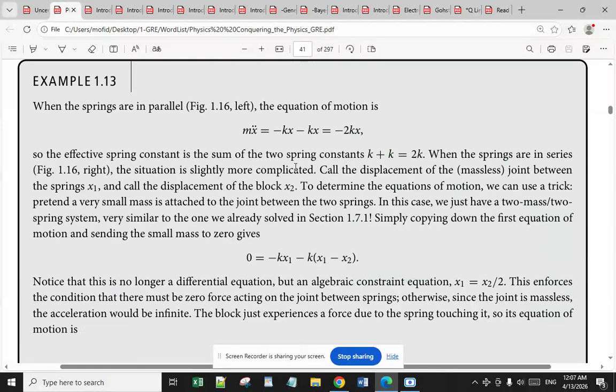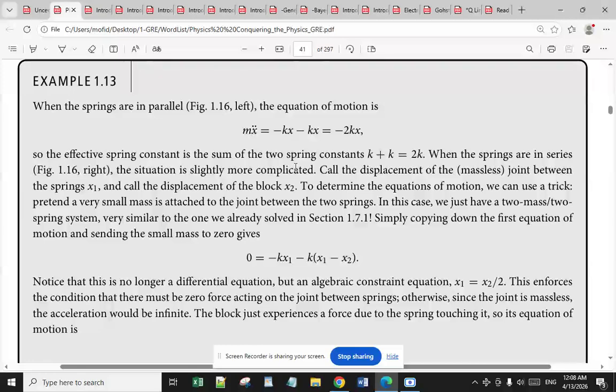Call the displacement of the massless joint between the springs x1 and call the displacement of the block x2. To determine equations of motion, we can use a trick. Pretend a very small mass is attached to the joint between the two springs. In this case, we just have a two spring system very similar to the one we already solved in section 1.7.1.